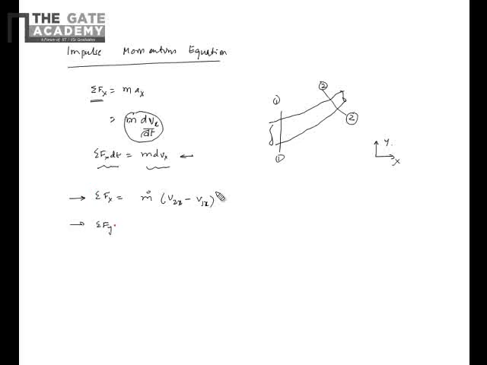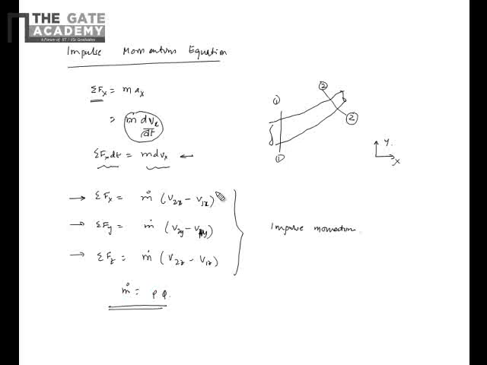Similarly in the other direction, the force that is acting is mass flow rate into v2y minus v1y. That is the component of the velocity at section 2 in the vertical direction minus the component of the velocity at section 1 in the vertical direction. The change in that gives you the force. And if you have z direction, well, let's write down for z. So these are your impulse momentum equations. Now m dot is always your rho Q, the density into volume flow rate.